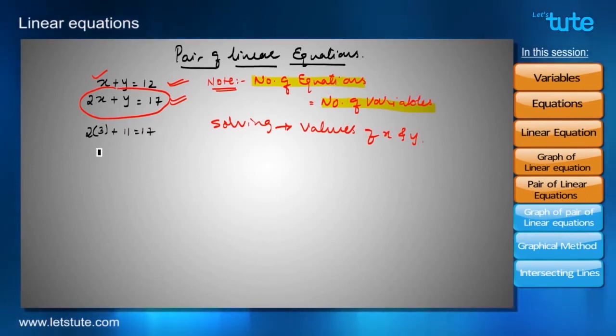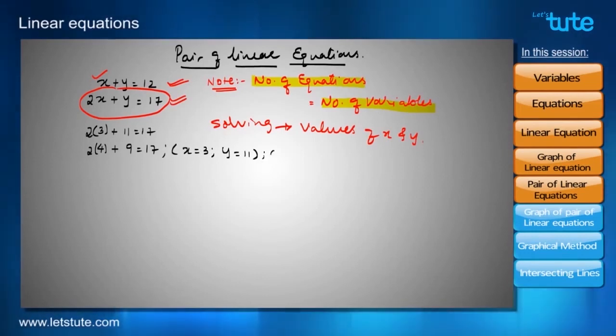Let's assume one more value. If I say x is 4, then it is multiplied by 2, 2 4s are 8, then value of y has to be 9, so that total becomes 17. So now we have 2 sets of values for x and y. One is x is 3, y is 11, and the other one is x equals 4, y equals 9.